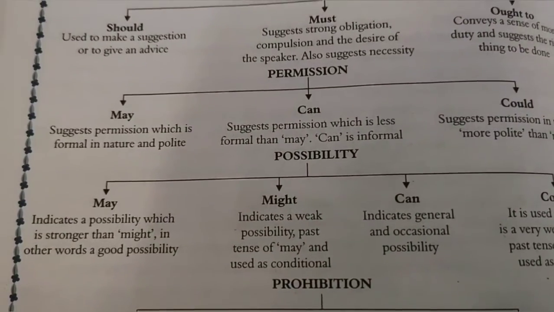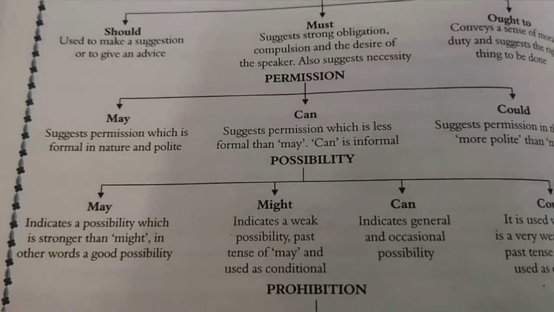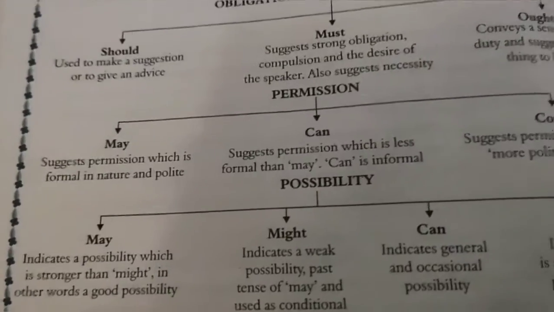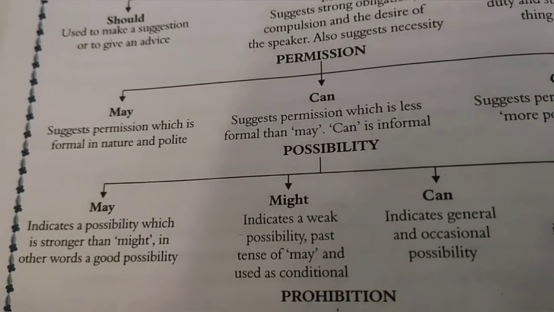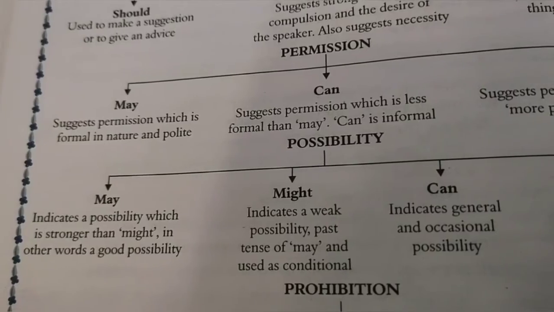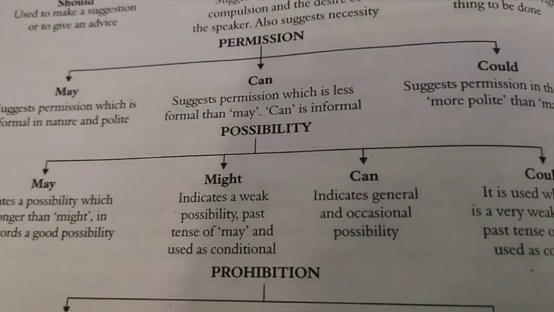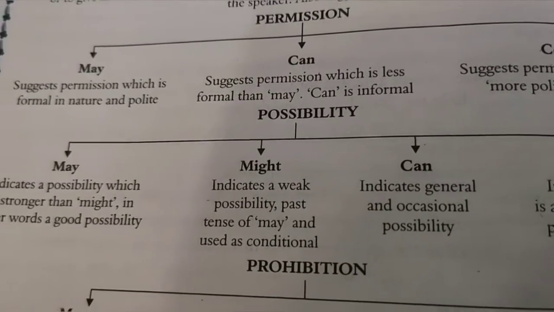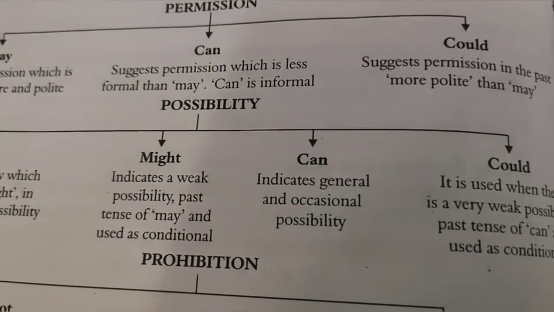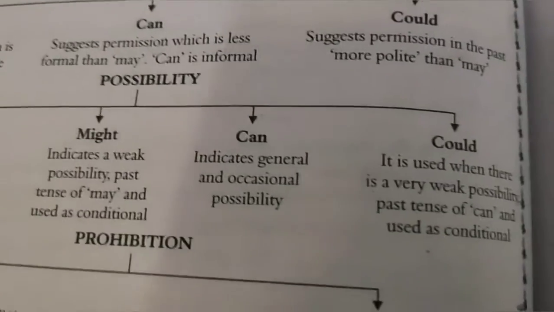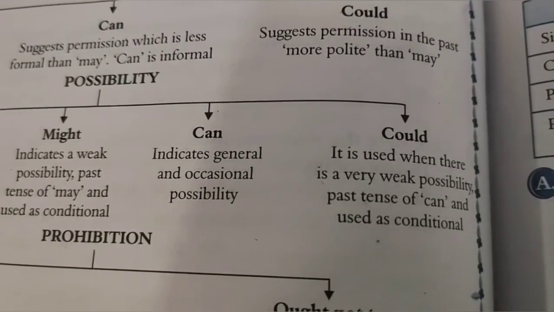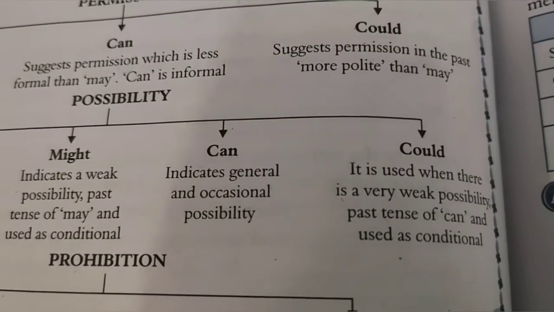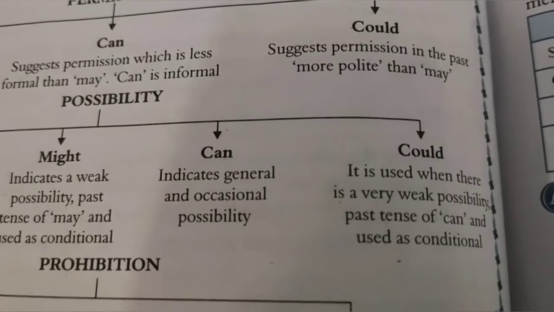And the next one is possibility. Here you can use the modals like may, might, can, and could. May indicates a possibility which is stronger than might, in other words a good possibility. Might indicates a weak possibility, the past tense of may, also used in conditional sentences. Can indicates general and occasional possibility, and could is used when there is a very weak possibility, and it is the past tense of can and is also used in conditional sentences.